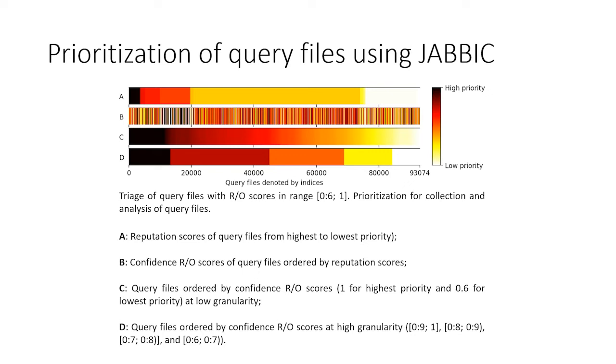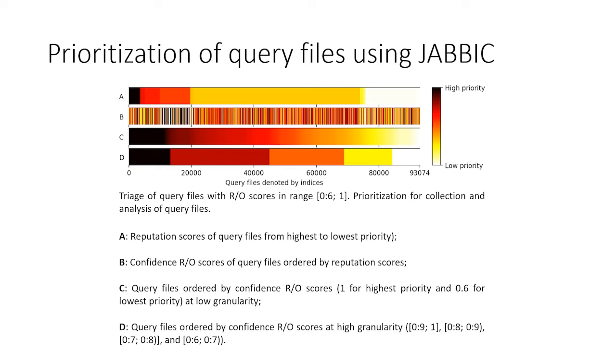In the figure in the current slide, we illustrate the prioritization of files using the reputation score system and Jabbic. So query files sorted in ascending order by the reputation scores are matched with non-malicious files whose reputation scores do not reflect similar levels of maliciousness despite being very likely to have the same mother family. And we show this in heat maps A and B. So most notably, query files with the lowest priority would have been prioritized for collection and analysis much earlier, judging by the risk levels of their match files.